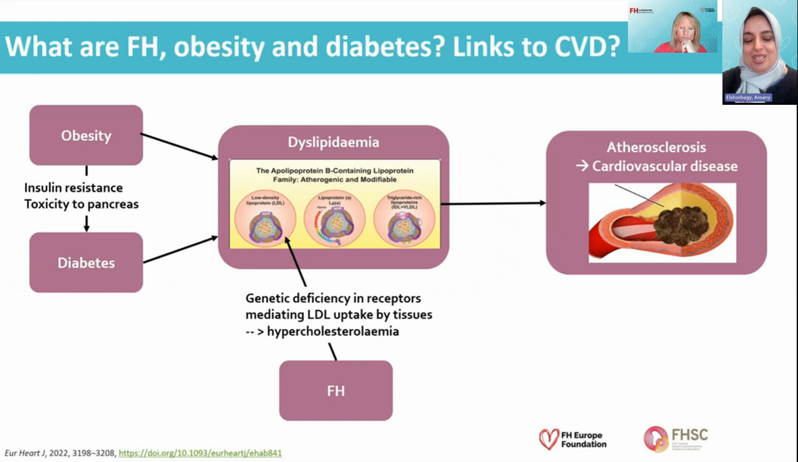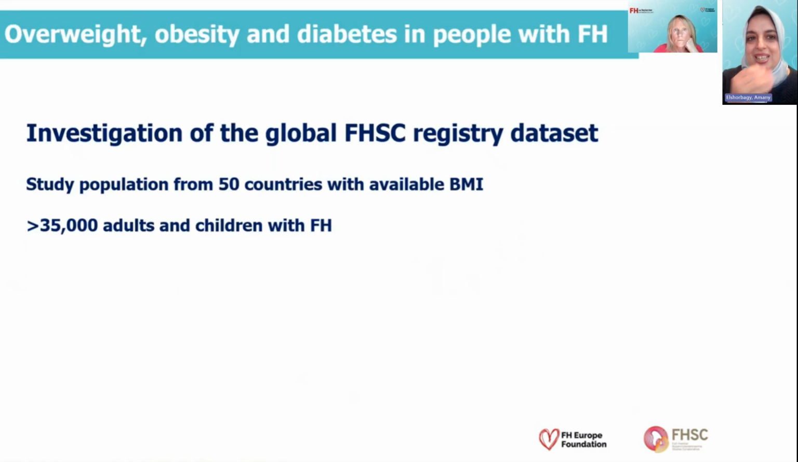But we wanted to ask that question a bit more clearly and say, how prevalent is obesity in patients with FH? Now, you may have heard of the FHSC registry, which is the Familial Hypercholesterolemia Studies Collaboration Registry. It's a global registry spanning more than 70 countries. And to date, in the registry, we've got data from more than 70,000 patients, and that is from all 6 continents. So it's a very rich resource for investigating the risk factors for disease in this patient population.